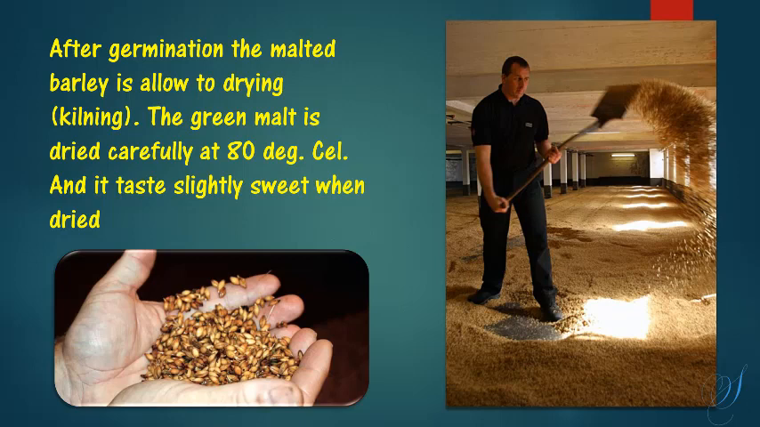This process is called kilning. In this process, malted grains are carefully dried at 80 degrees Celsius to stop germination.